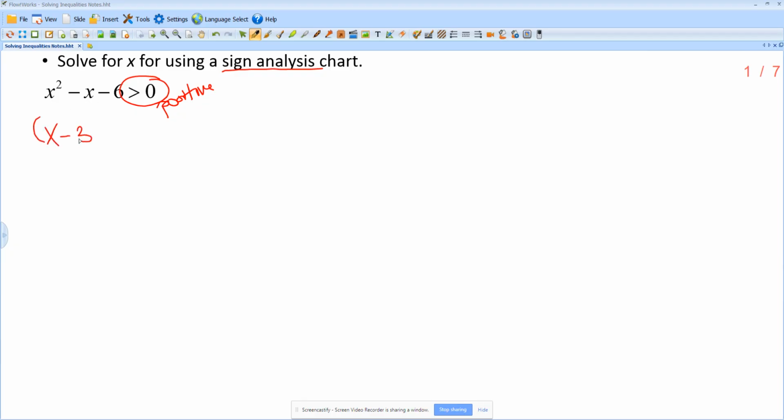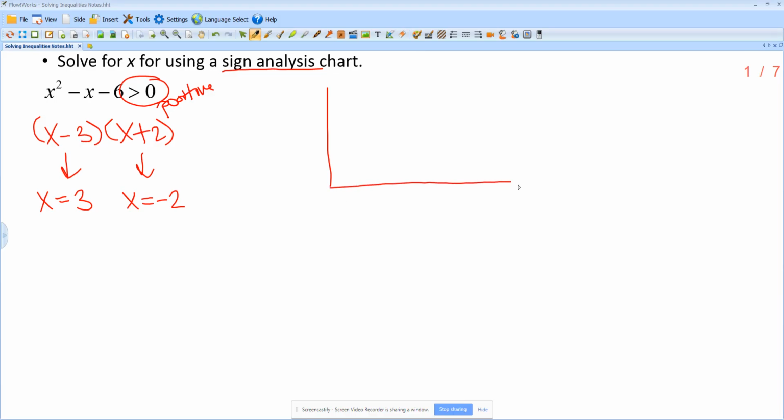I get x minus 3, x plus 2. And then what you do is find the 0 for each term. So here I get x equals 3. Here I get x equals negative 2. Then we go to what's called a sign analysis chart. In a sign analysis chart, I'm trying to evaluate what value the overall function would have based off of each factor and the critical values.